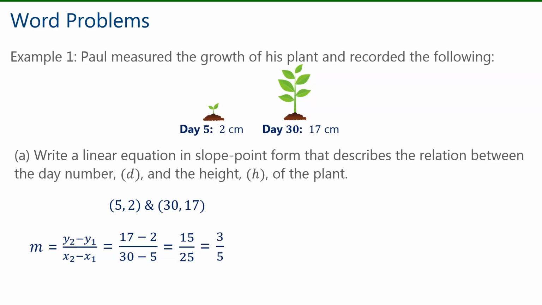So if I choose the first point, 5, 2, to plug into the slope point form equation, we would have y minus 2 equals 3 over 5 times x minus 5. Now they did tell us to use the variables d for day number and h for height. So if I replace the independent variable, the x, with d, and the dependent variable, y, with h, we would have the equation h minus 2 equals 3 over 5 times d minus 5.